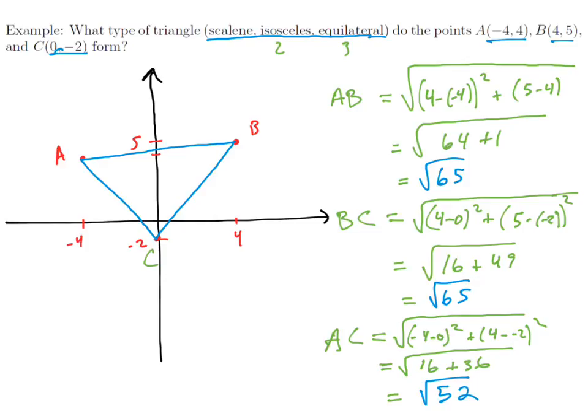So working through and finding the distance of each side of the triangle, we see that 2 of the sides, AB and BC, are the same, but AC is not equal. So because 2 of the sides are equal, this is an isosceles triangle.